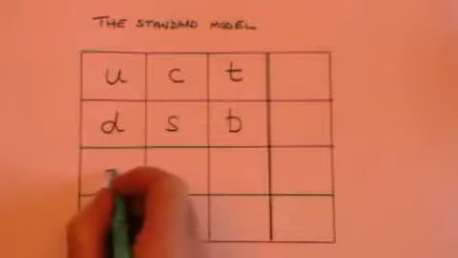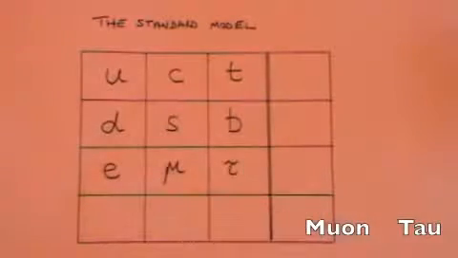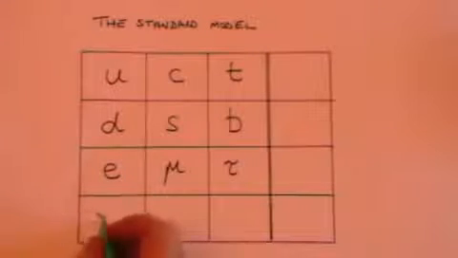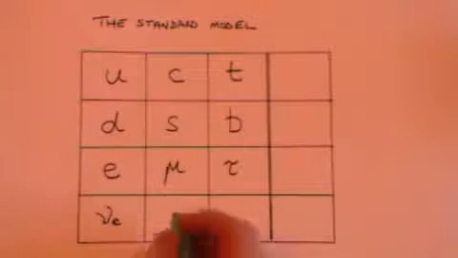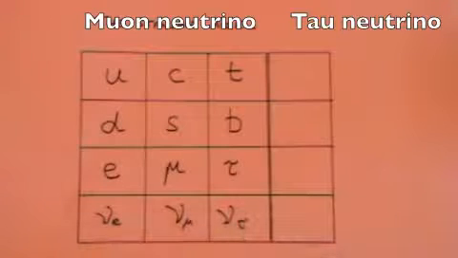The next row is given to the electrons. The ordinary electron goes here. But there are two heavier forms of an electron, the muon and the tau. The next row is given to the neutrinos. The ordinary neutrino, called the electron neutrino, goes here. There are then two heavier neutrinos, called the muon neutrino and the tau neutrino.